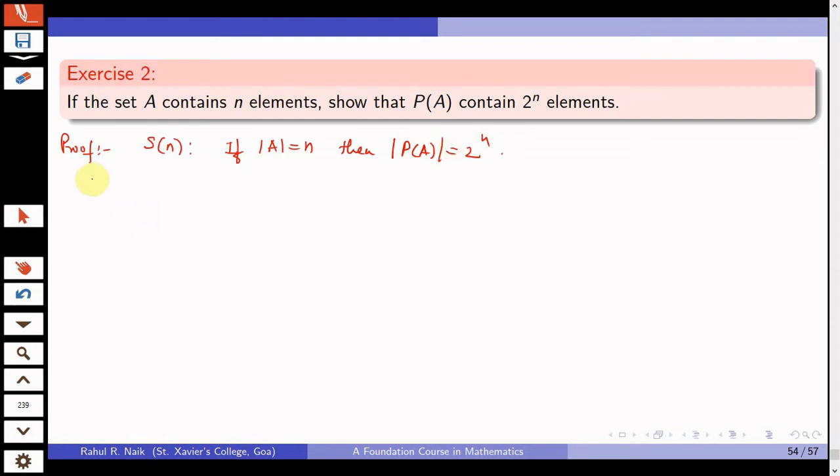So, we use the principle of mathematical induction to prove this, and we follow the steps. By the way, we are proving this for n varying over the whole numbers, as the number of elements in A can be 0. So, you are also considering 0. So, 0 is the first element in the row.